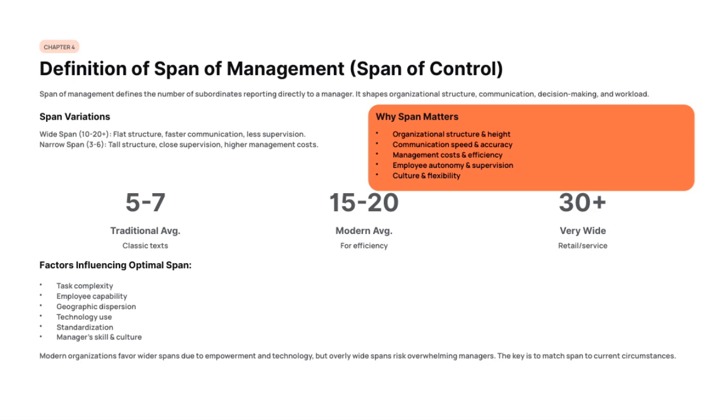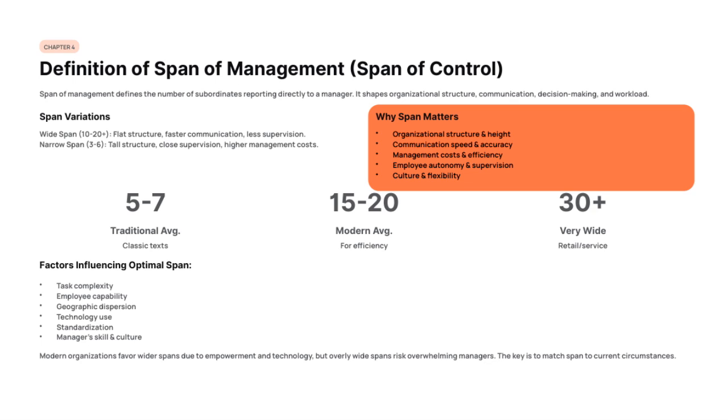For example, in retail or service environments, a very wide span of 30 or more might work well for efficiency. On the other hand, modern organizations typically have an average span of about 15 to 20, while traditional organizations might keep it much narrower, around 5 to 7. Organizational structure and height, communication speed and accuracy, management costs, employee autonomy, supervision, and culture all play roles in determining the best span of control.